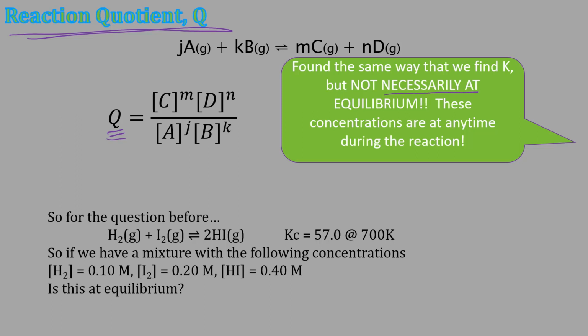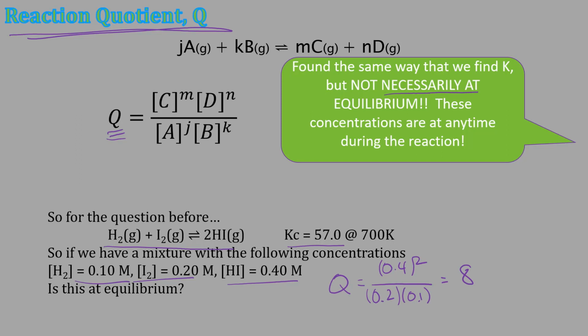Okay, so these concentrations are at any time during the reaction, or if you're unsure if it's at equilibrium or not. This is the same problem that we had on the previous slide, for this reaction with a Kc of 57, and then we had these concentrations. So we plugged them into a pretend K, which happened to be Q, and we found that it gives you a Q value of 8.